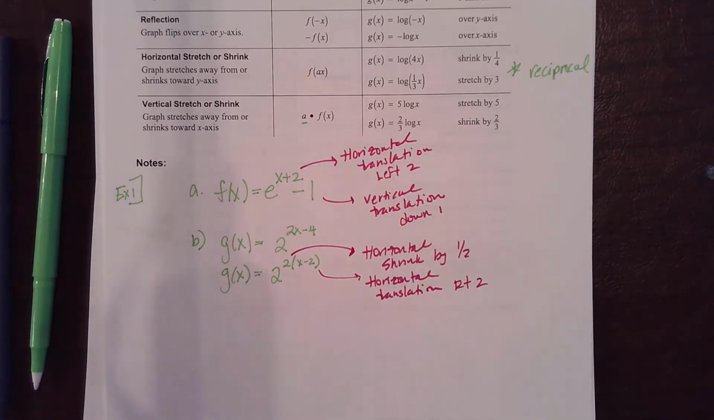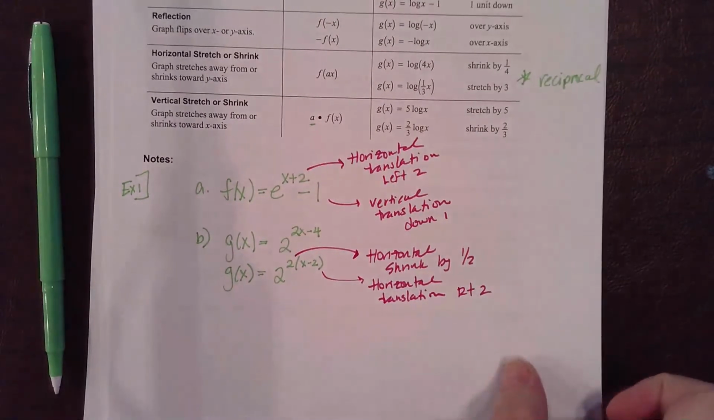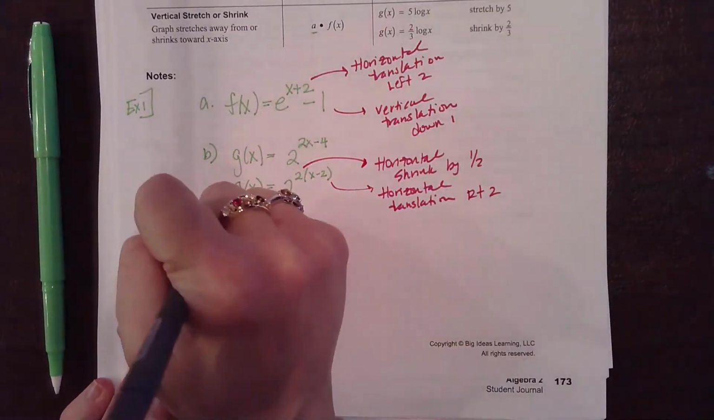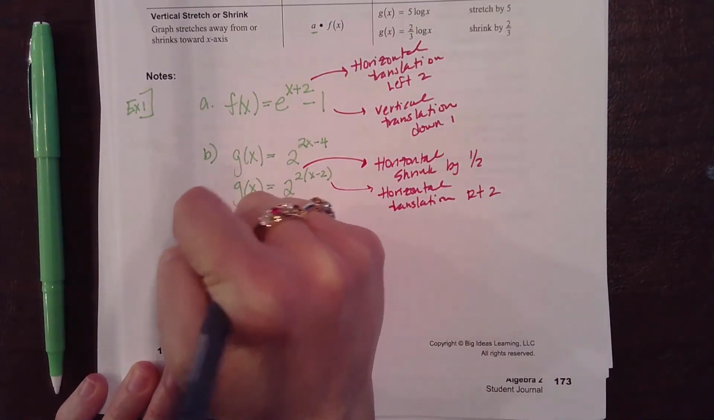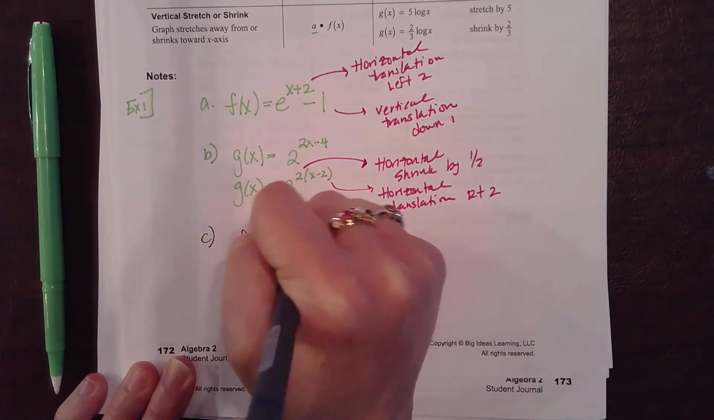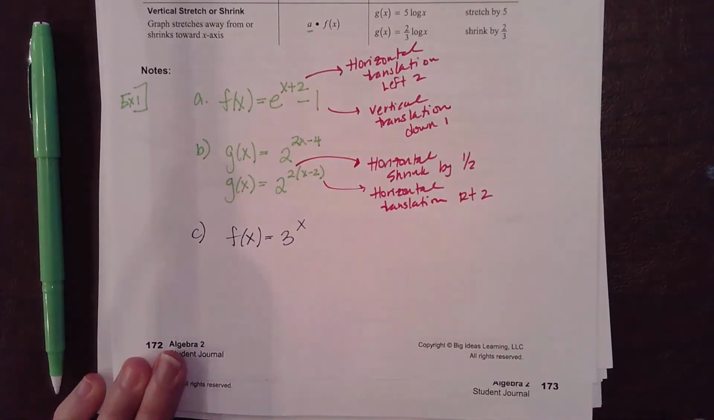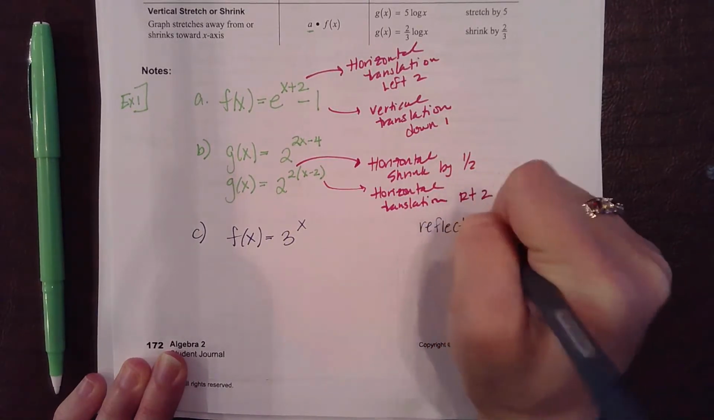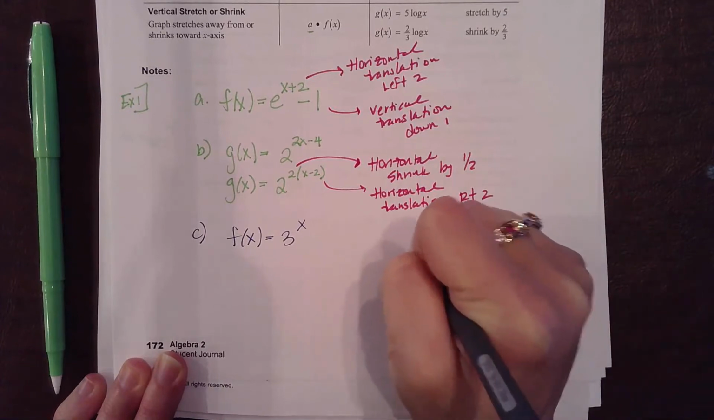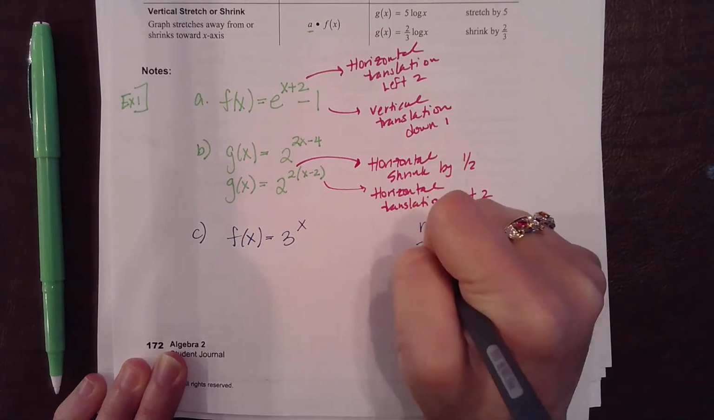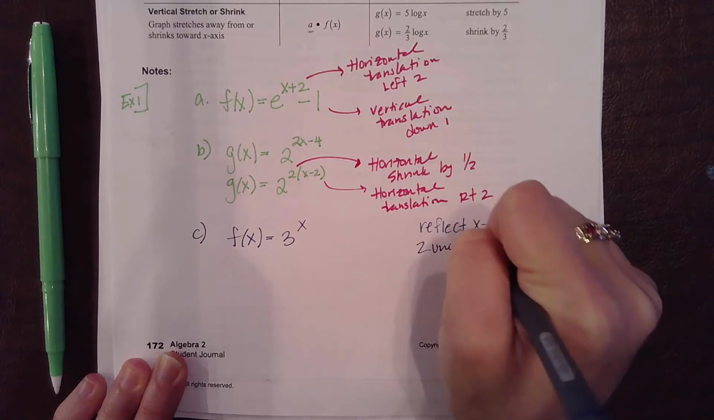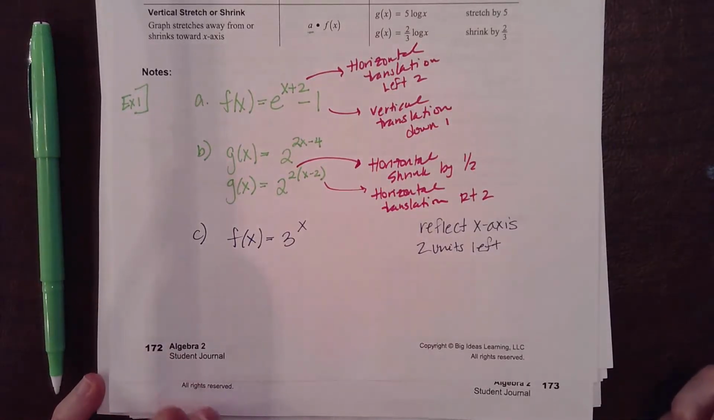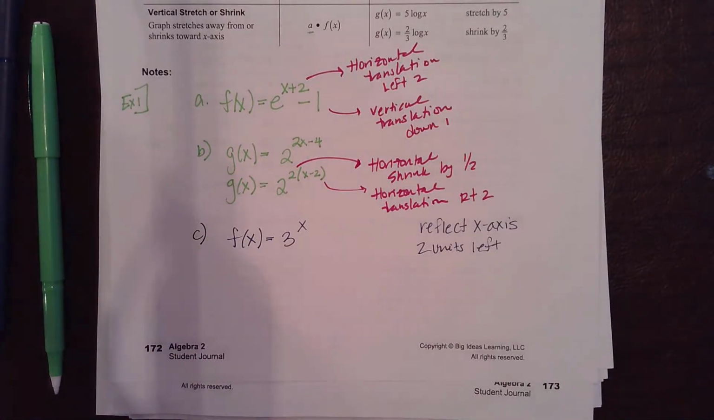Let's do one more, but this time I'm going to give you something a little bit different. In option C here, I'm going to give you the function f of x equals 3 to the x. And I want you to do the following things. I want you to reflect it in the x-axis. I want you to do a horizontal translation of 2 units. Let's go left. Do I want to do anything else? No, let's just start there. So, a reflection in the x-axis and 2 units to the left.